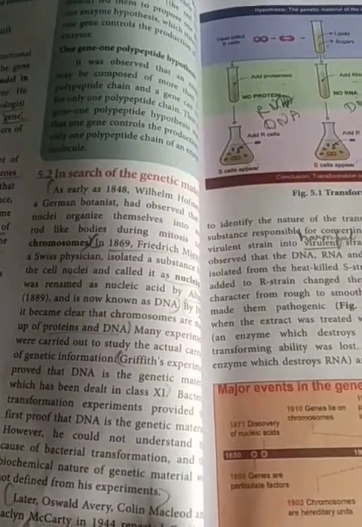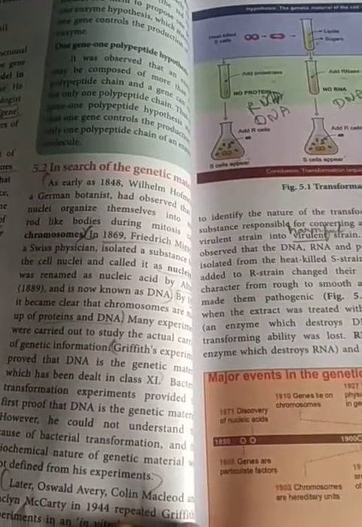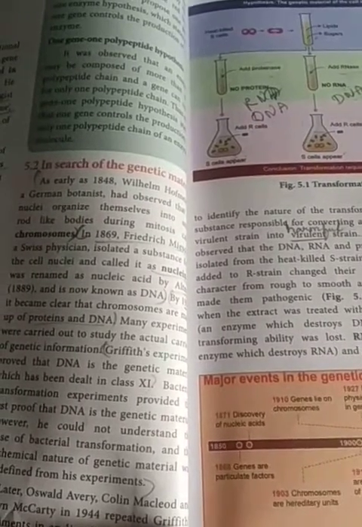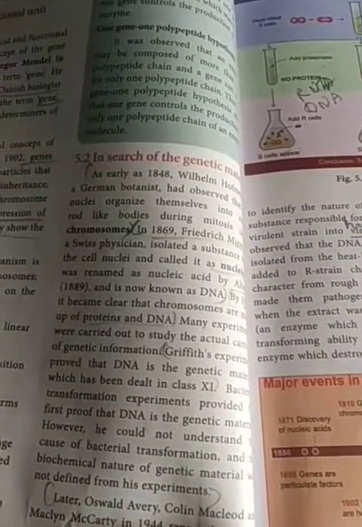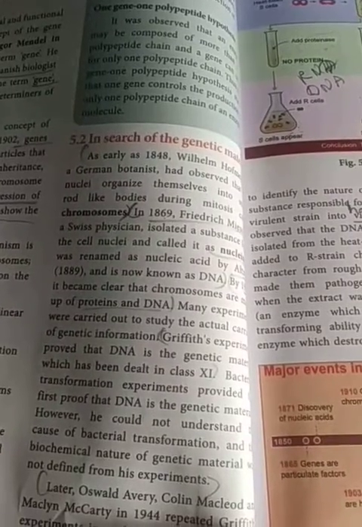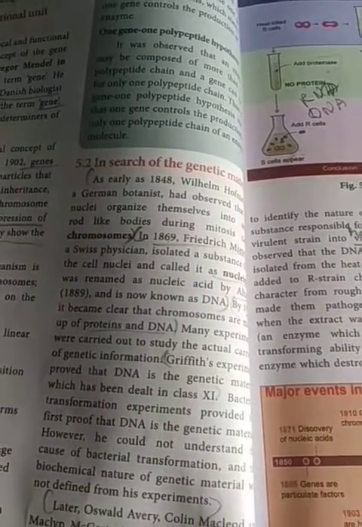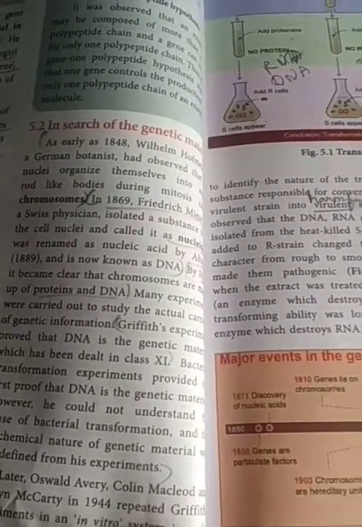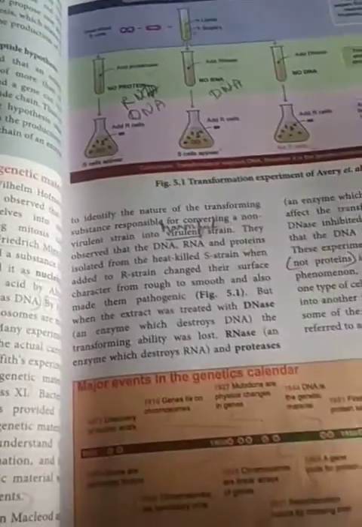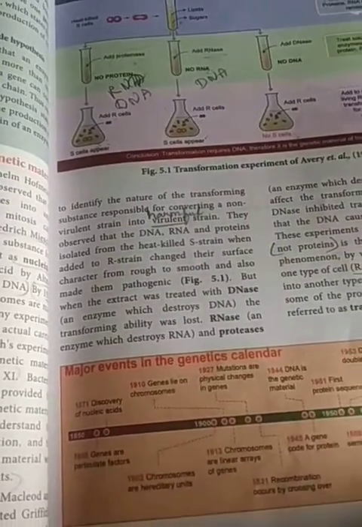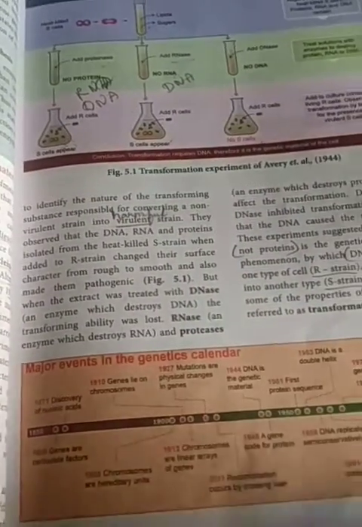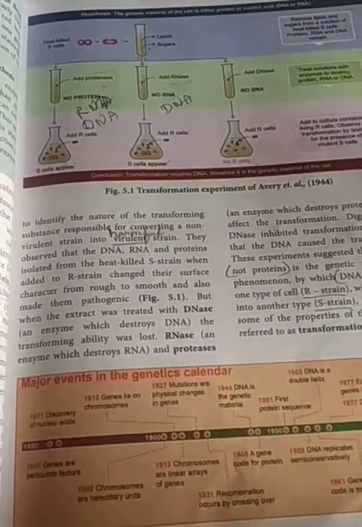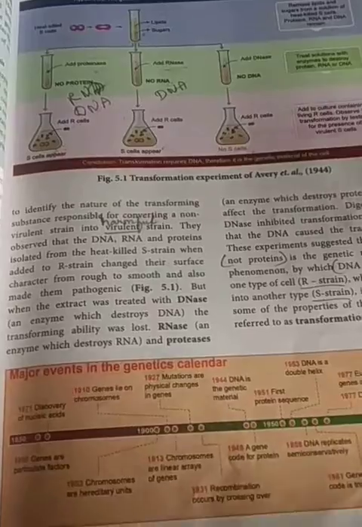The genetic material. Which one is the genetic material? DNA, RNA, or protein? In almost all organisms, DNA is the genetic material. In some viruses, RNA is the genetic material, not protein. The protein is essential for a number of biochemical reactions that occur in our body. For those reactions to occur properly, we need the protein, but protein is not a genetic material.